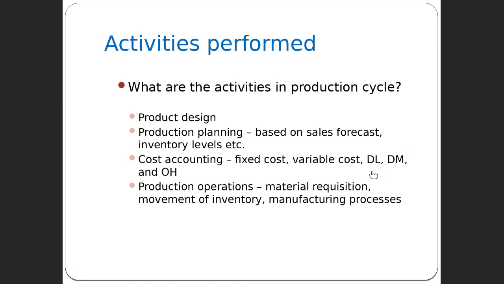And then the direct labor, if you remember, is anyone who physically produces the goods, anyone who physically touches the manufacturing of the item. The supervisor is indirect labor. The security guard in the factory is indirect labor.